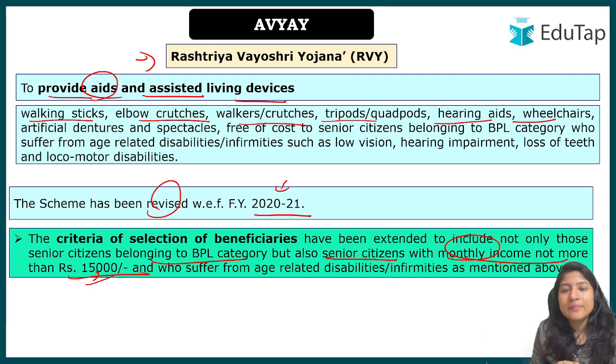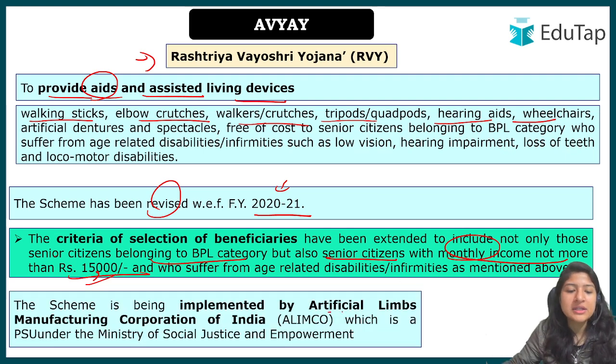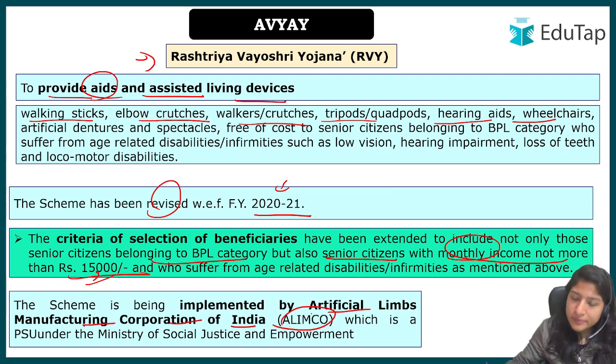Now this scheme will be implemented by, of course it is a part of social empowerment, but it will be implemented by Artificial Limbs Manufacturing Corporation of India. Again, ALIMCO, you should remember the full form. And here of course we are talking about the assisting devices, right? So this is implemented by Artificial Limbs Manufacturing Corporation of India. And what is it? It is a PSU under the Ministry of Social Justice and Empowerment. It is a public sector undertaking under the Social Justice and Empowerment Ministry. Okay, I hope this component is also clear.